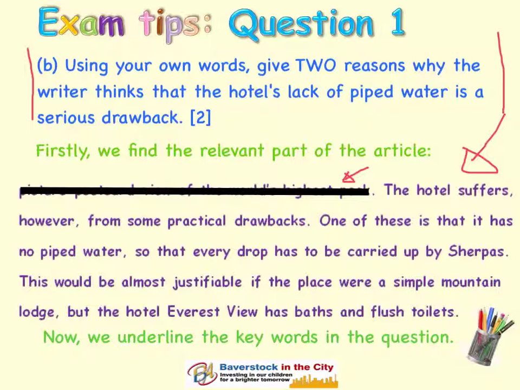Okay, I'll tell you what I think are the key words. Using your own words, so in other words you can't copy from the article. Using your own words, give 2 reasons, not 1 or 3, 2, why the writer thinks that the hotel's lack of piped water is a serious drawback. Why is it a problem?